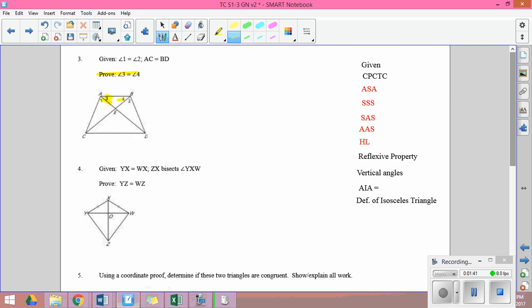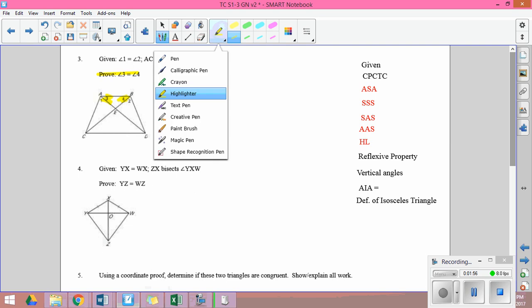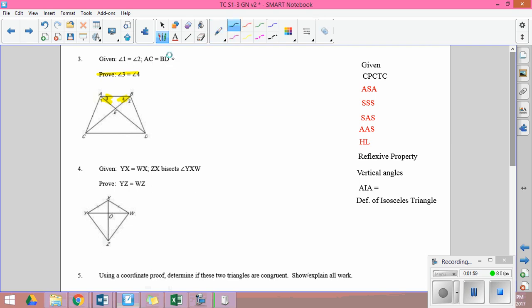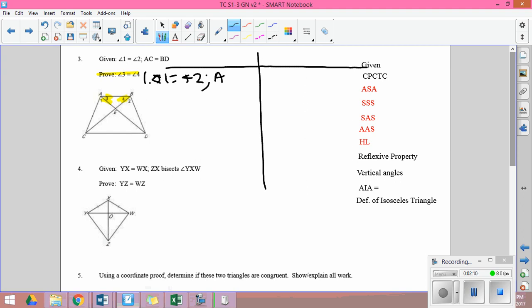So 3 and 4 are up here in this little triangle, and I'm just going to mark them in yellow. So they could be part of those overlapping triangles, sharing AB. They could be a picture in and of themselves. So we just have to wait and see where our given starts us. So when we look at the given and we make that T-chart, and we write our given down, angle 1 is equal to angle 2, and AC is equal to BD. Given 1 and 2, AC and BD.